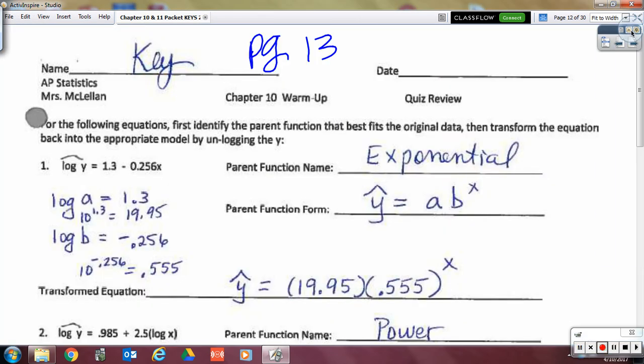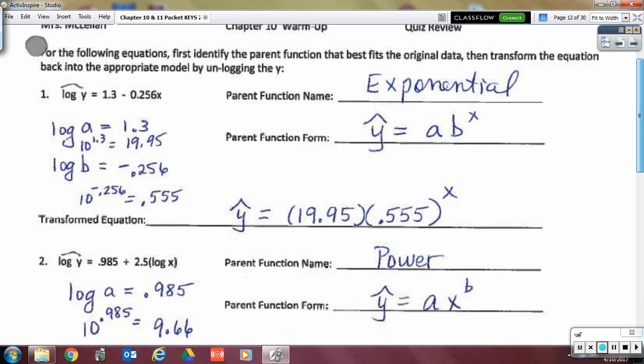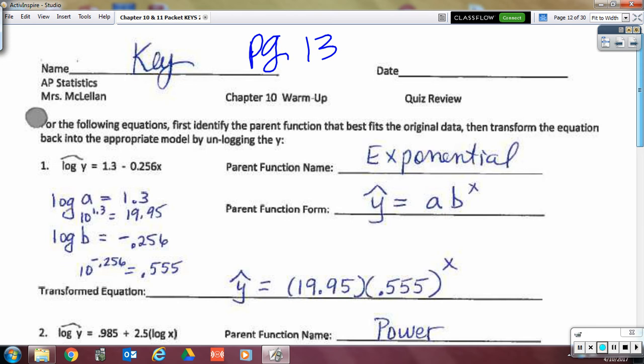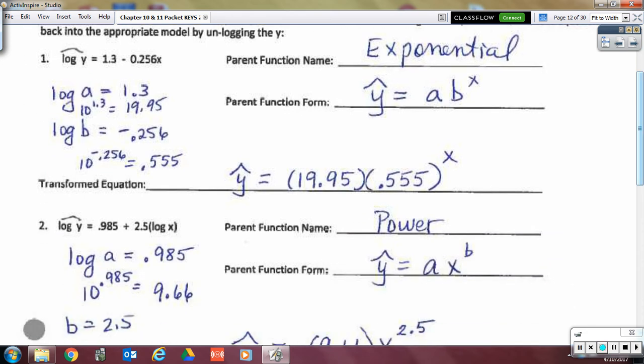All right, so let's go ahead and go over the warm-up. We're going to first check, make sure you know the parent function format and that kind of thing for the exponential and power. So on numbers 1 and 2, we're on page 13 in your packet. On problems 1 and 2, how do you know if it's exponential versus power? What indicates that? Okay, good.